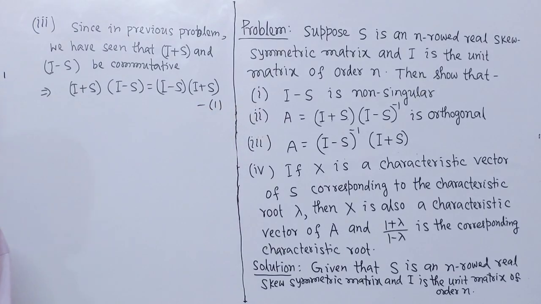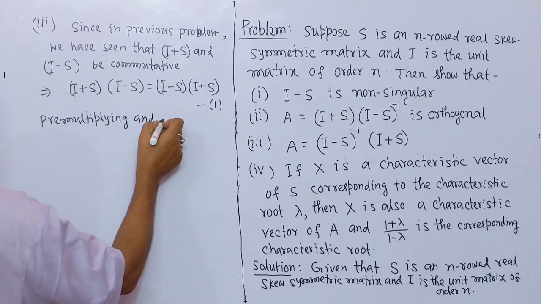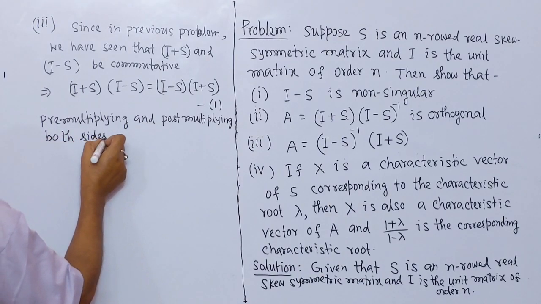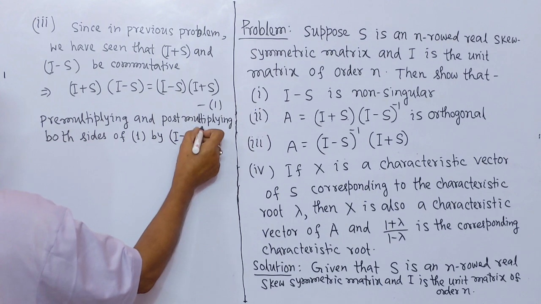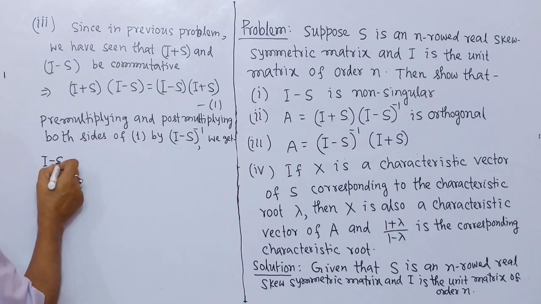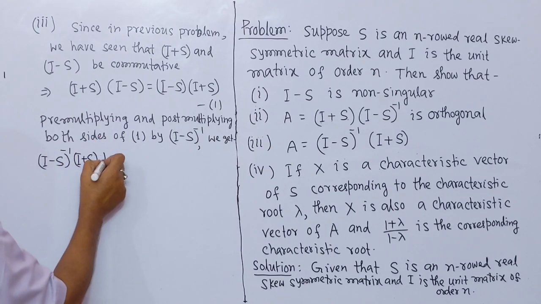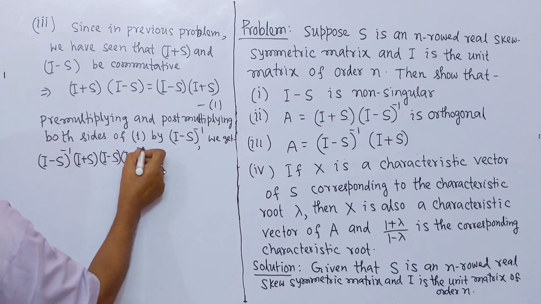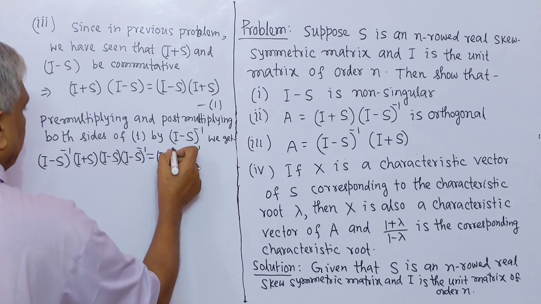This is number 1. Pre-multiplying and post-multiplying both sides of 1 by (I minus S) whole inverse, we get (I minus S) whole inverse times (I plus S)(I minus S), and post-multiplying by (I minus S) whole inverse, equal to pre-multiplying by (I minus S) whole inverse.